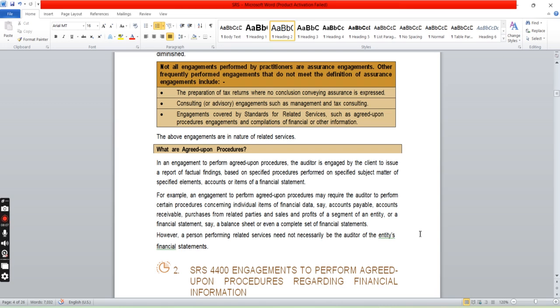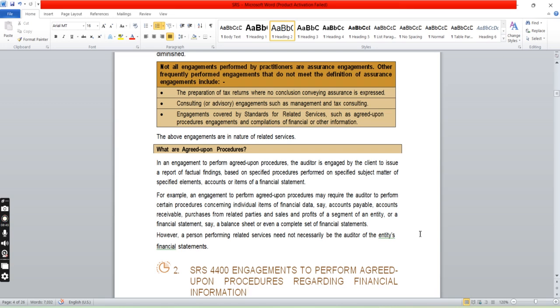This is a non-assurance engagement where the auditor is engaged by the client to issue a report on factual findings based on specified procedures performed on a specified subject matter, on a specified element, accounts or items of financial statement. For example, an engagement to perform agreed upon procedures may require the auditor to perform certain procedures concerning individual items of financial data, say accounts payable, accounts receivable, purchases from related party, sales and profit of a segment of an entity, or a financial statement, say a balance sheet, or even a complete set of financial statements.